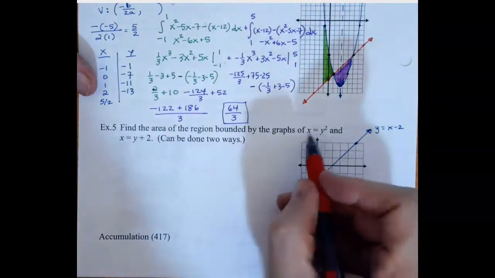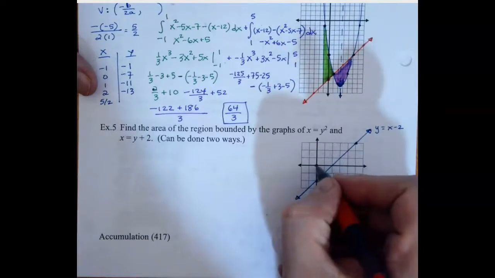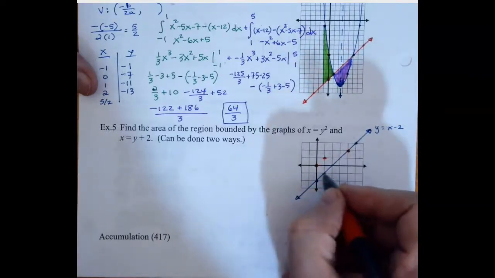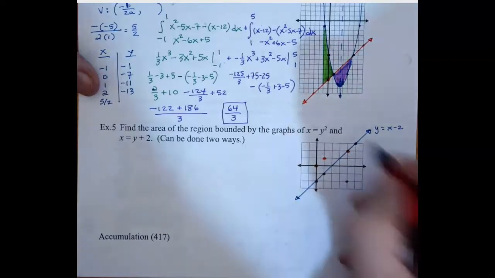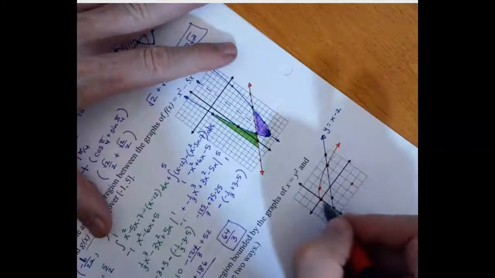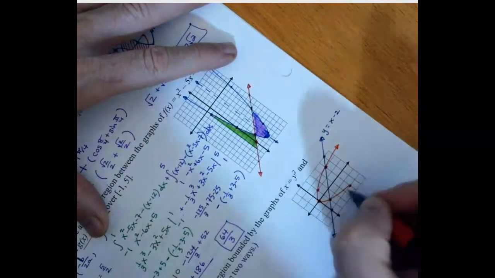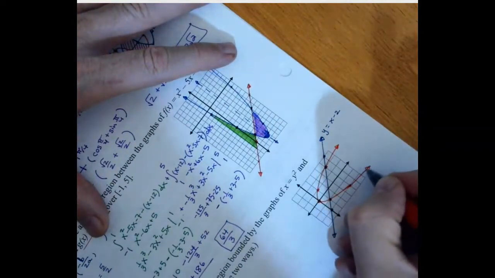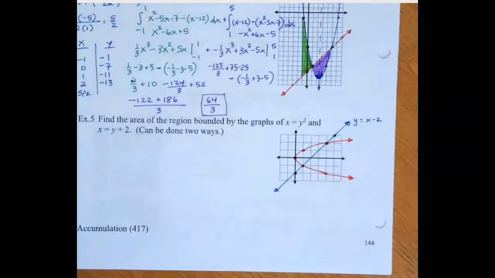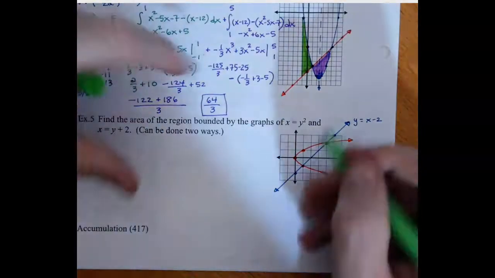This other one's a sideways parabola, so the vertex is 0, 0, and it goes like this. And we're looking at that region between those two.